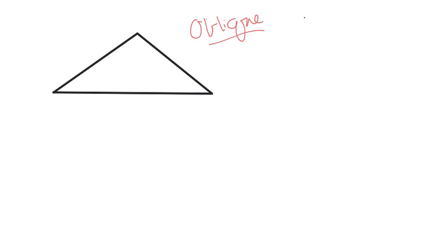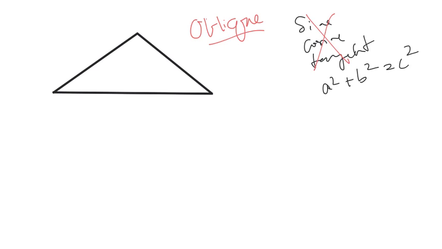For example, we don't have our sine, cosine, and tangent ratios. Those are all together out. Furthermore, we don't have the Pythagorean theorem, unfortunately, so that one's out too. So we need new tools if we're going to solve these kinds of triangles.